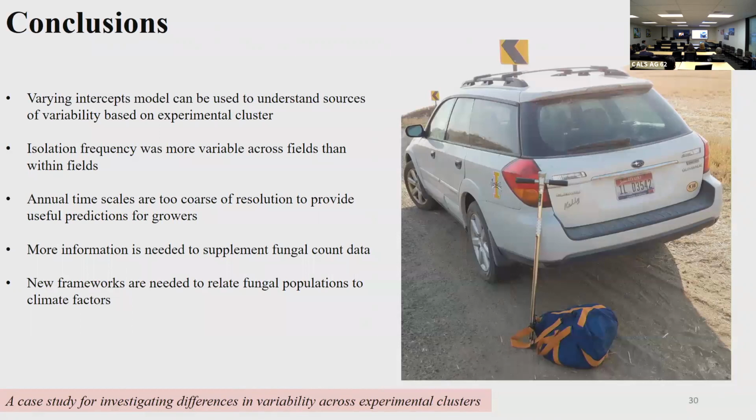Also, just using annual timescales was too coarse of a resolution as a predictor variable. That wasn't useful. You need to be on a shorter timescale. You need more information than just what the fungal counts are, and you need a different framework to actually relate these fungal populations to what's happening. Now that's what we're going to do for the last part. I'm going to supplement the fungal count data with the dilution factor I used during plating. And then I'm going to try to demonstrate a different sort of framework for how I was able to relate all of this together.